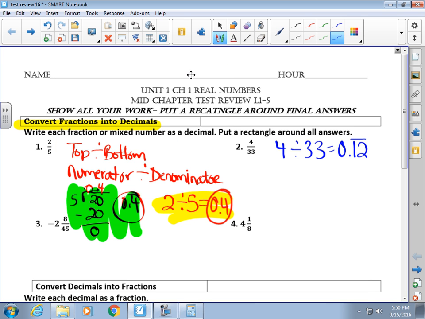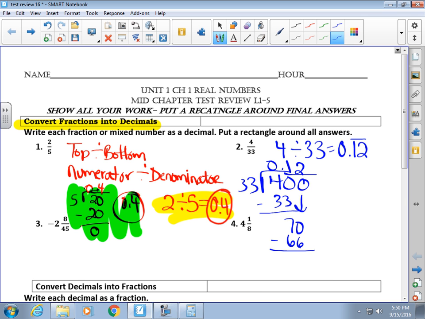If I was doing this with long division, 4 goes inside the house. 33 goes outside the house. How many times can 33 go into 4? 0 times. How many times can 33 go into 40? It could go in there 1 time. 1 times 33 is 33. 40 minus 33 is 7. I bring another 0 down. How many times can 33 go into 70? 2 times. 2 times 33 is 66. 70 minus 66 is 4. Bring down another 0. How many times can 33 go into 40? 1 time. 1 times 33 is 33. 40 minus 33 is 7.